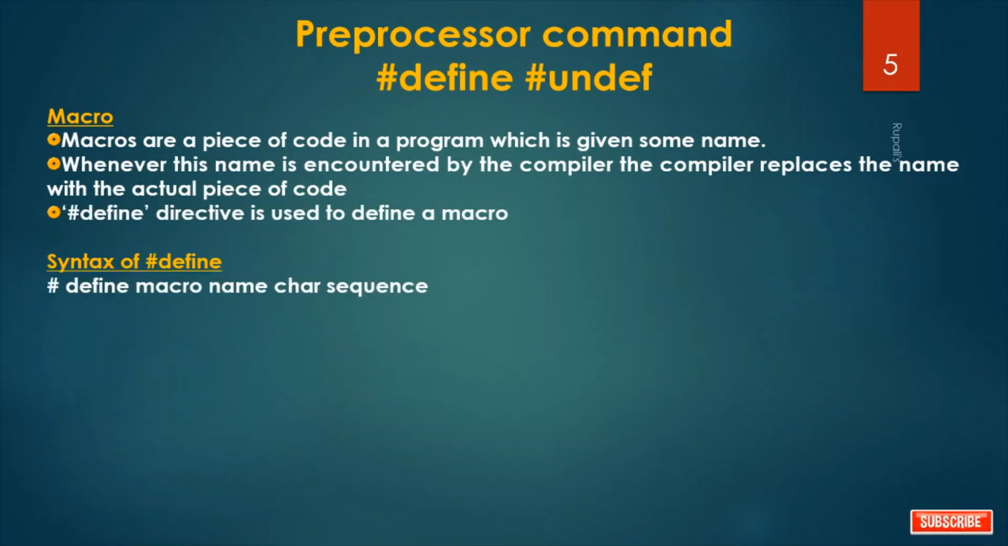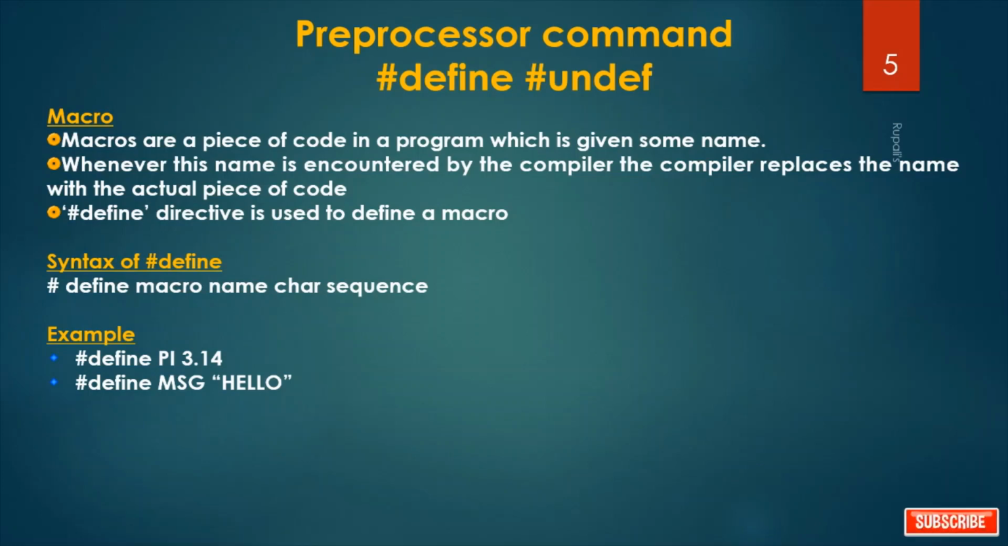See here, what is the syntax of hash define? First write hash define, then the macro name, then the character sequence. Like hash define PI 3.14 means PI is the macro name and the value of PI is 3.14. So in our total program, whenever the compiler gets this PI, it replaces that PI by the value 3.14. In the same way, you can write hash define MSG hello. So whenever the compiler gets this MSG, it replaces this MSG by the string hello.